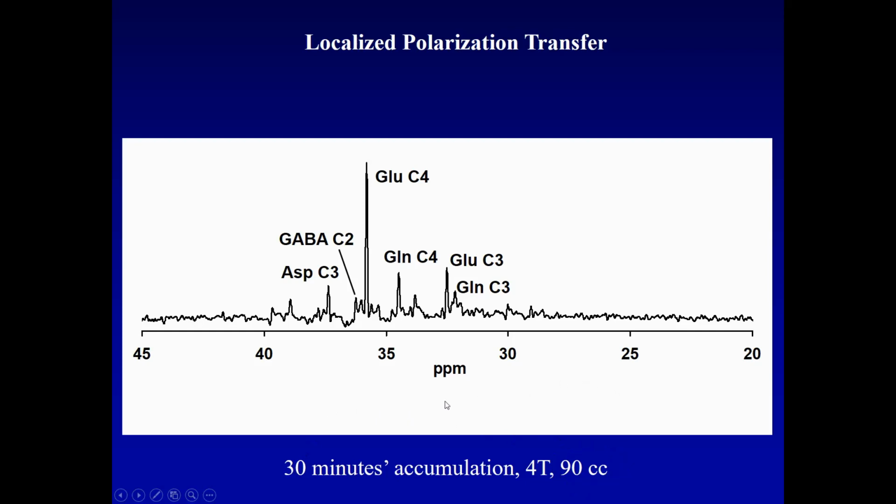So there's multiple aspects where we can use the sensitivity. It's much better with this polarization transfer compared to the carbon-13 direct detection. But again, we see C13 glucose infusion during this while this is running. We see glutamate carbon-4, glutamine carbon-3.